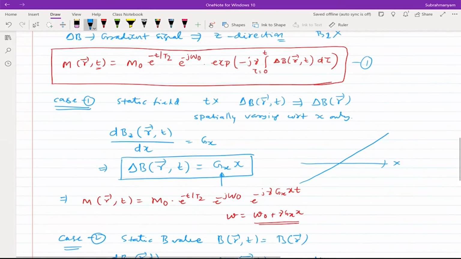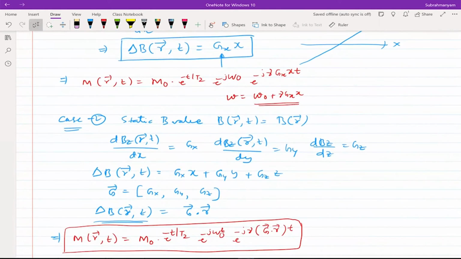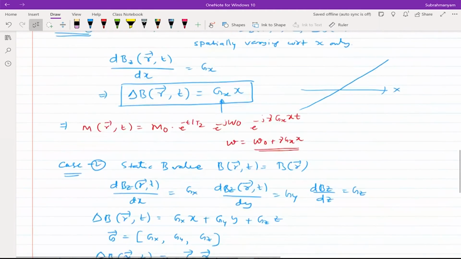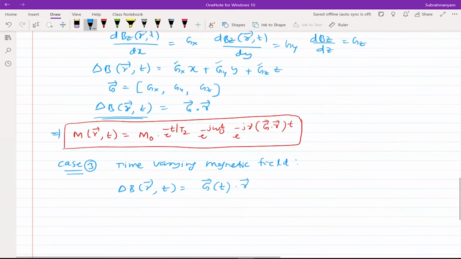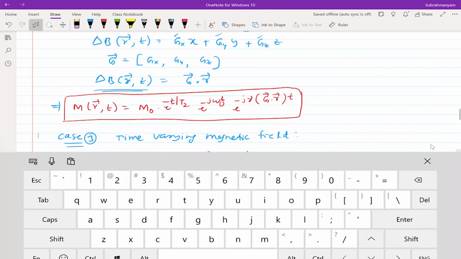Then this of course is the expression, where the time varying magnetic field is there. So how do I consider that? Delta B of r bar comma t equals, now I have G bar varying with time, in fact. The gradient values Gx of t, Gy of t, Gz of t are varying with respect to time. G bar of t dot r bar is what I would have. Then you get the same expression here, but the last one you have to integrate.